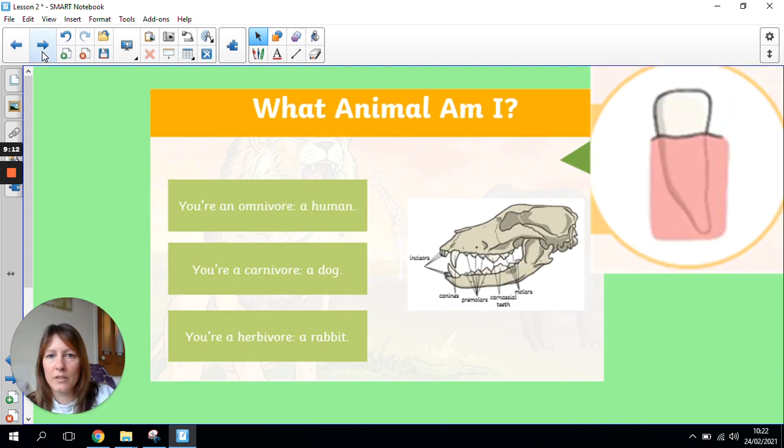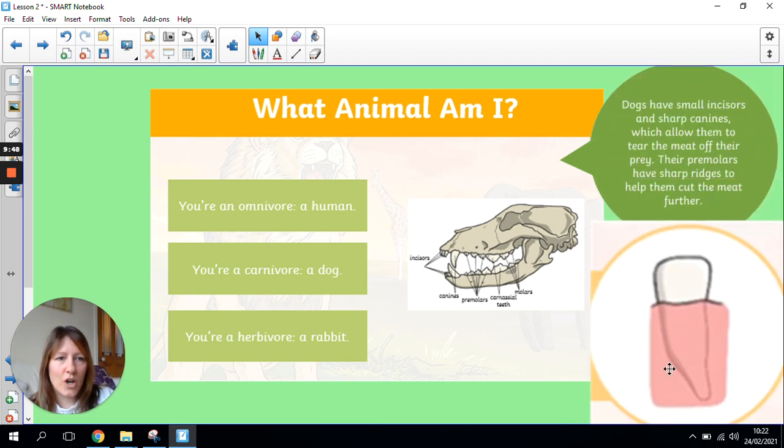Okay, next animal. Have a look at this diagram here. You can see some incisors at the front, some very long and sharp canines there at the top and the bottom. There are still premolars, but here we have those serrated carnassial teeth that shred. And then we have molars at the back. So do you think this would be an omnivore, a human, a carnivore, a dog, or a herbivore, a rabbit? Write your answer down.